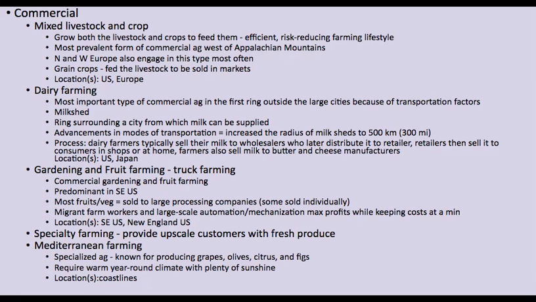Then you've got Mediterranean. This is a specialized type of agriculture known for producing specific crops like grapes or olives, citrus fruits, figs. It requires a warm year-round climate with plenty of sunshine, as well as that lovely wind coming off of the sea. Again, it's always along coastlines, most often along western coastlines, because that's where you get the best kind of wind off the sea.